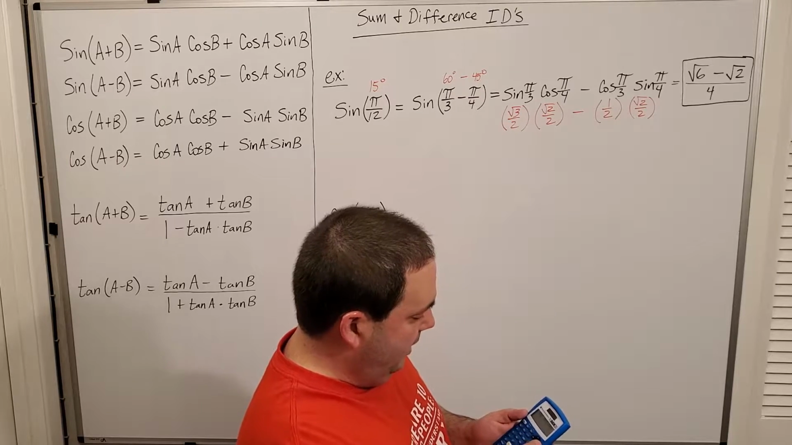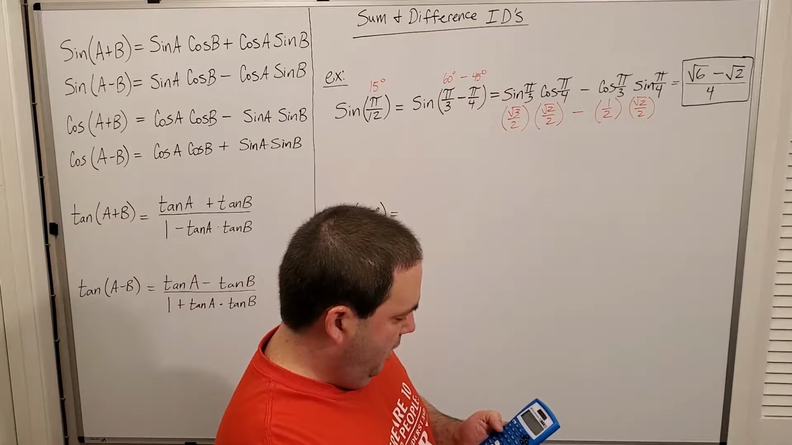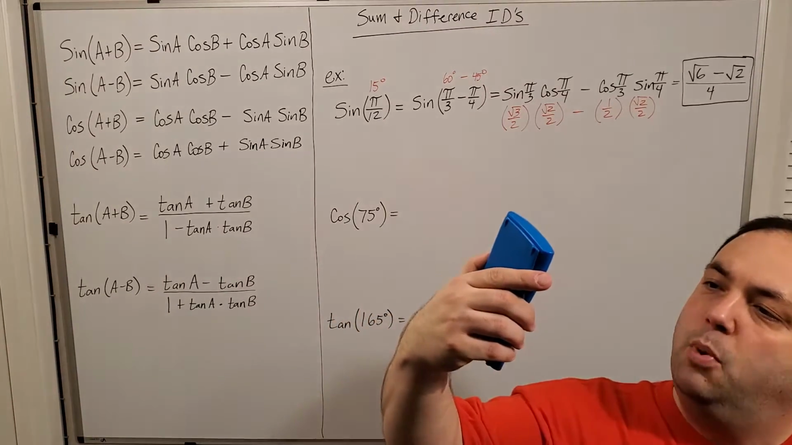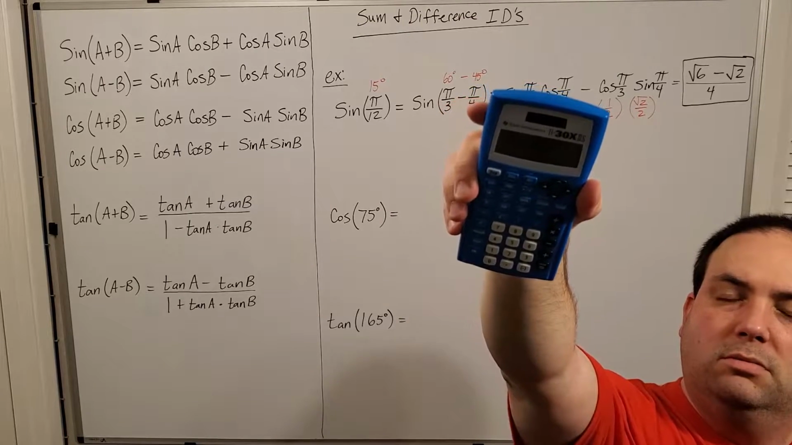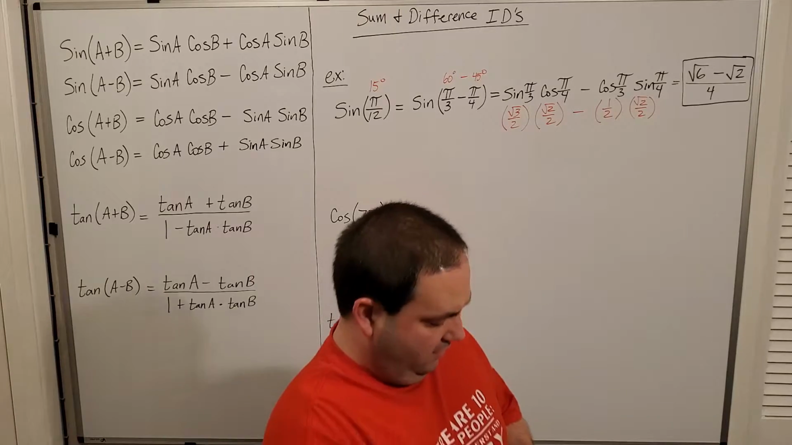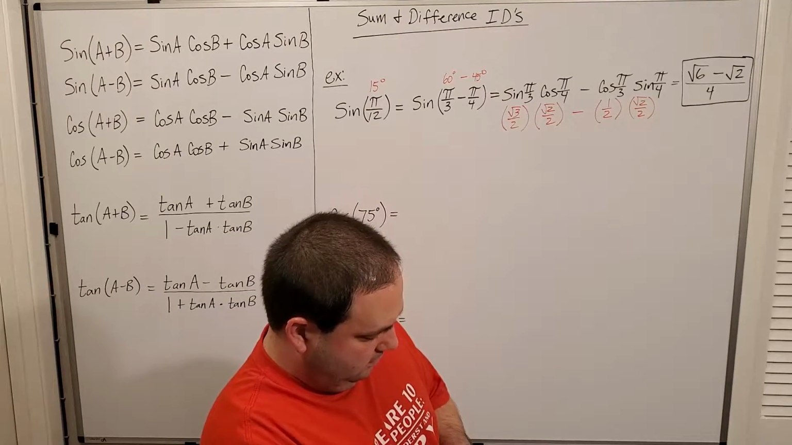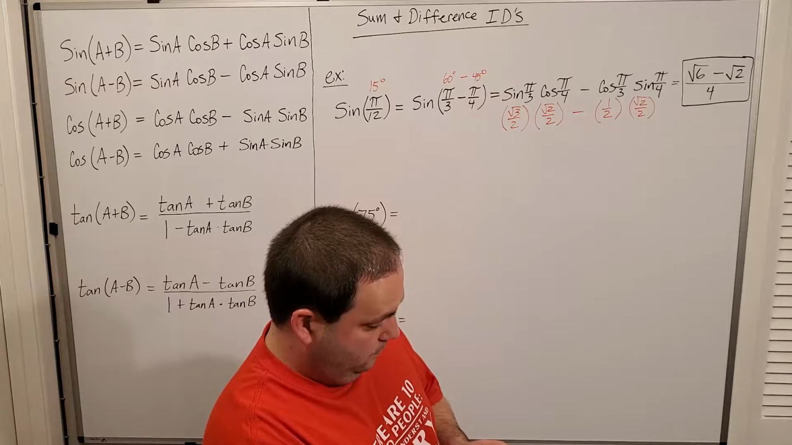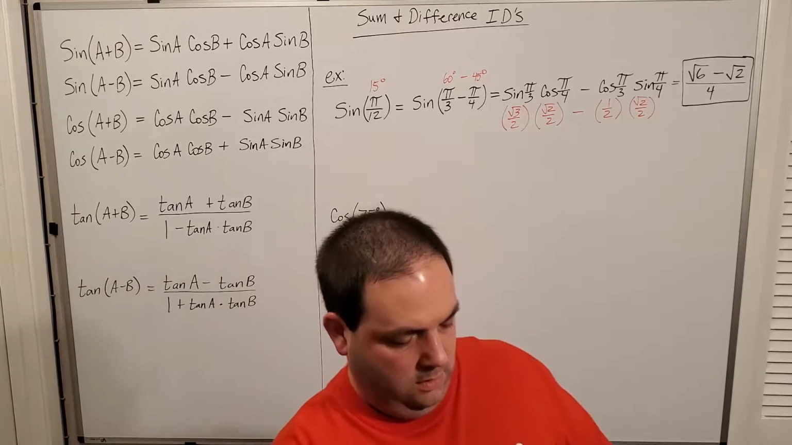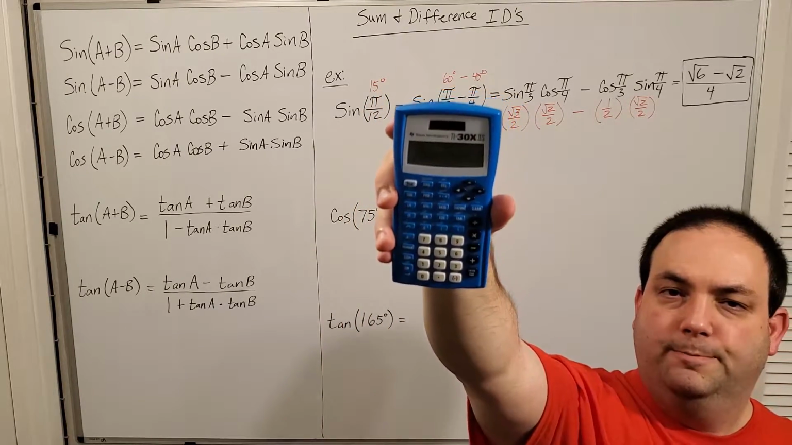I'm going to switch to radians. Sine pi over 12. Sine of pi over 12 is 0.25881, and so on. Right? Also, if I do square root of 6 minus square root of 2 divided by 4, same thing, 0.25881, and so on. Okay?